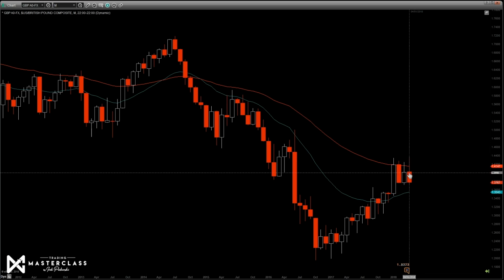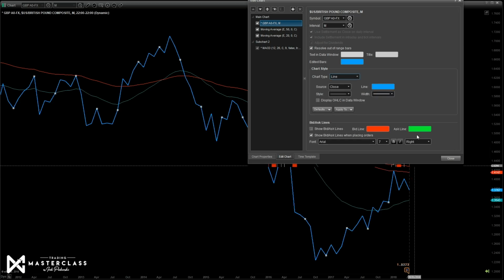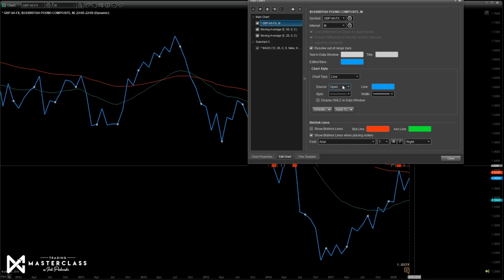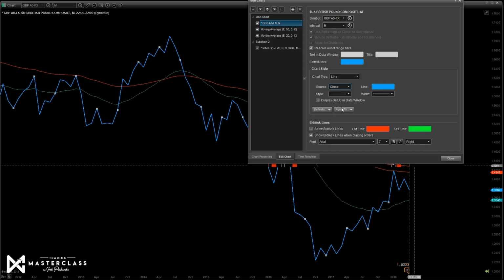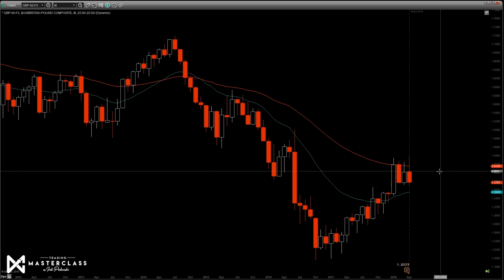I'll show you that so you know what I'm talking about. If we go to a line chart, you can source either close, open, high, whatever. You cannot have all of it. You can have one or the other, but you cannot have all of that data. The candlestick will give you all of that data. It will give you the high, the low, the close, and the open, which is what we need.